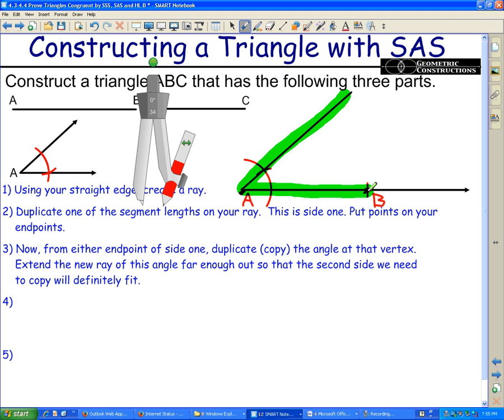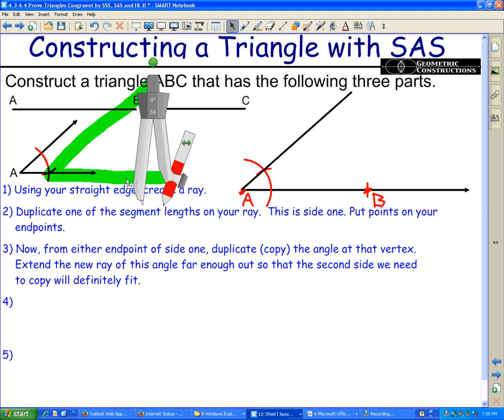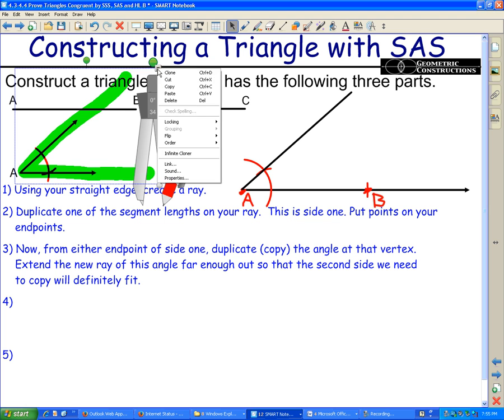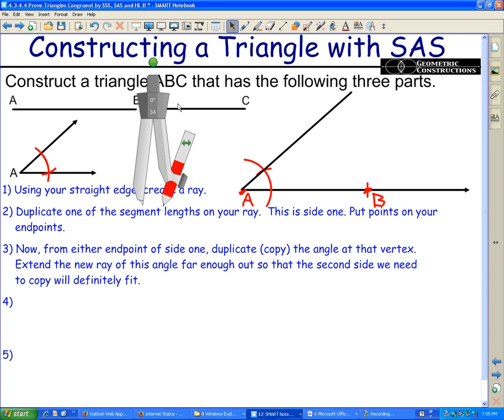Bam. Okay. So there is the angle that we just constructed. Let's bring it over to the angle that we were supposed to duplicate. Looks pretty good, doesn't it? Looks like we got that angle pretty much right on. So now I have duplicated segment AB and I've duplicated angle A.